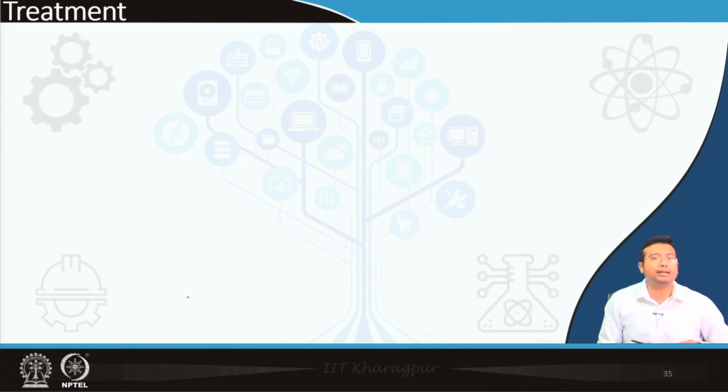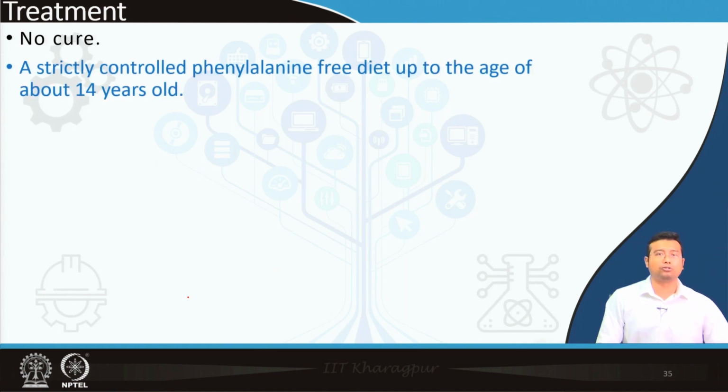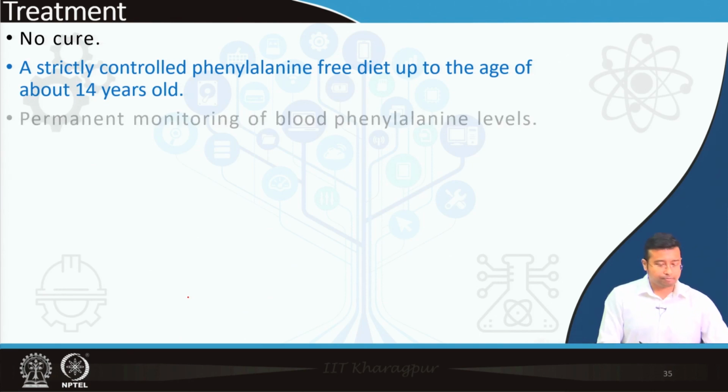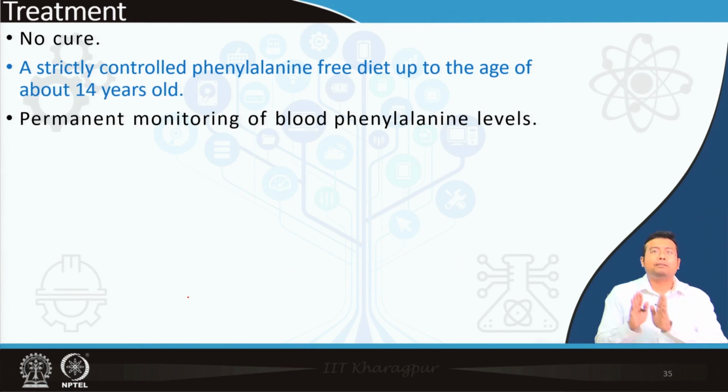So, what is the treatment of phenylketonuria? Sadly, there is no cure, no definitive treatment for phenylketonuria. Generally, a strictly controlled, phenylalanine free diet is given up to the age of 14 years. Alright. Permanent monitoring of blood phenylalanine level is extremely essential.